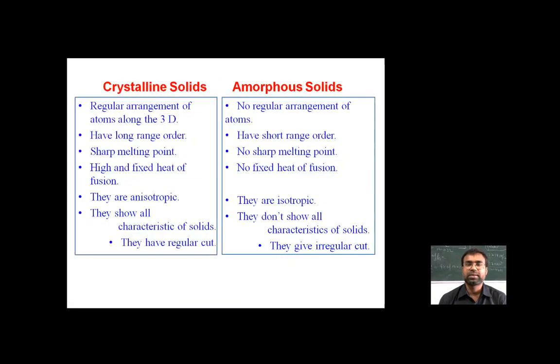So what are the crystalline solid and the amorphous solid? We discussed that the crystalline has a regular arrangement of the atoms along 3D, having a long range order, sharp melting point, high and fixed heat of fusion. They are anisotropic. They show all characteristics of the solid. They have regular cut. The amorphous have a short range order, no sharp melting point, no fixed heat of fusion. They are isotropic. They don't show all characteristics of solid. They give irregular cut.